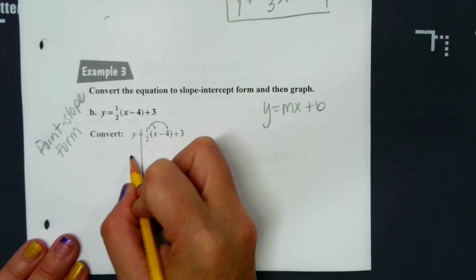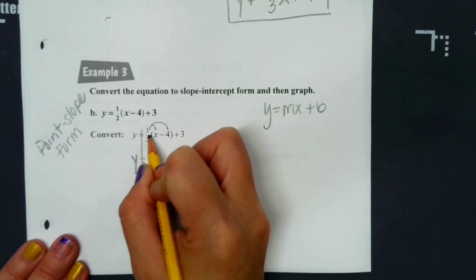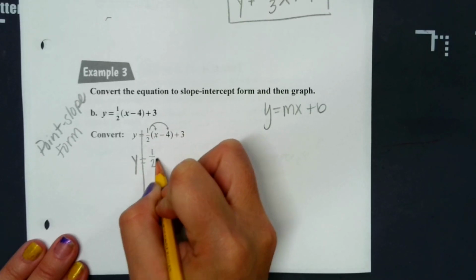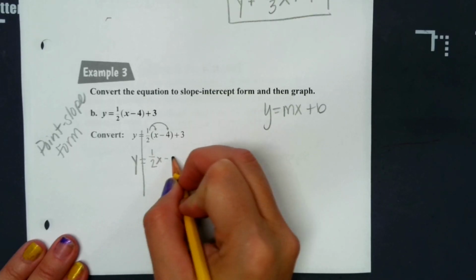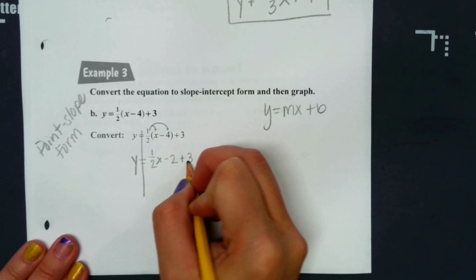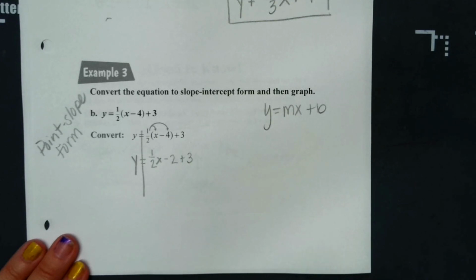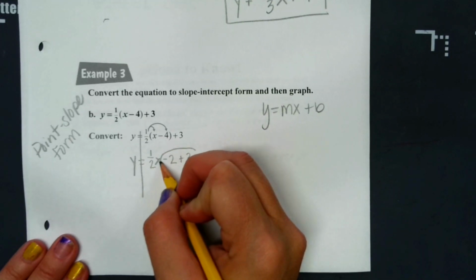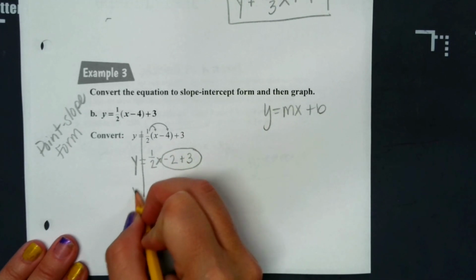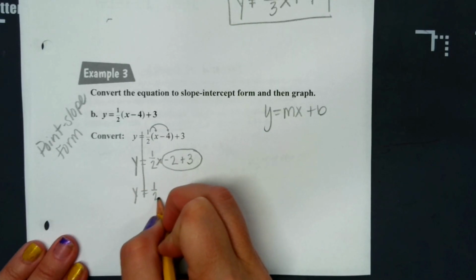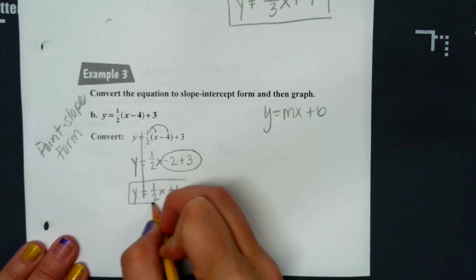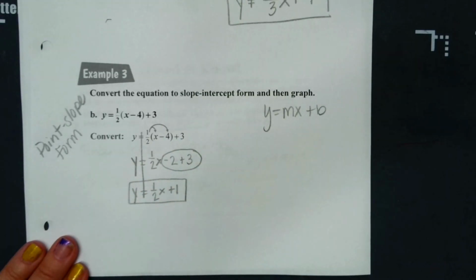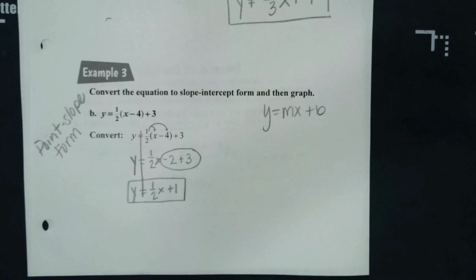Okay, I hope you've done that. Y equals 1/2 times x is 1/2 x. 1/2 times negative 4 is negative 2, plus 3. So this is what we were talking about earlier, combining like terms. Y equals 1/2 x plus 1. And I'm already in slope-intercept form. I'm done.